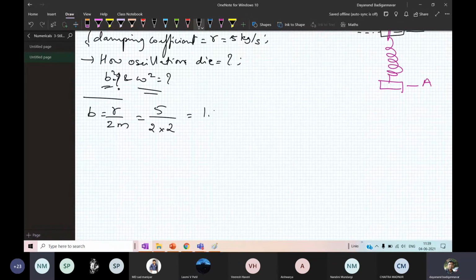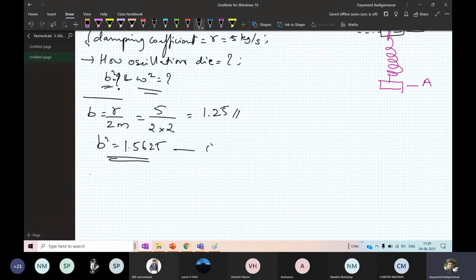So this is b, so evaluate b square itself. If you evaluate b square, I am doing it with you simultaneously, it is 1.5625. This is the value of b square. Now, the next term is, the first is over. I will take it as 1.